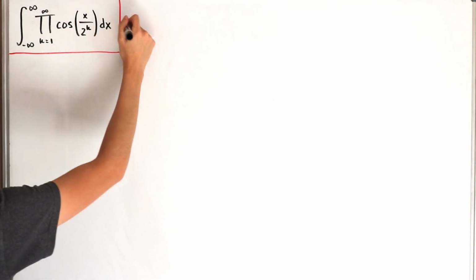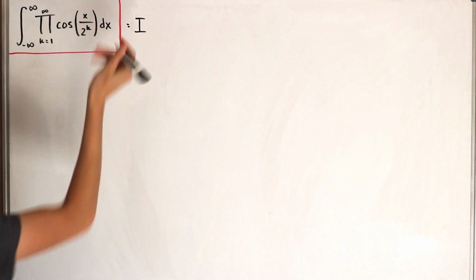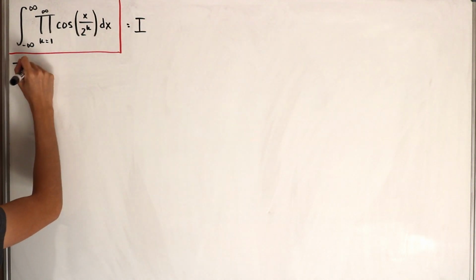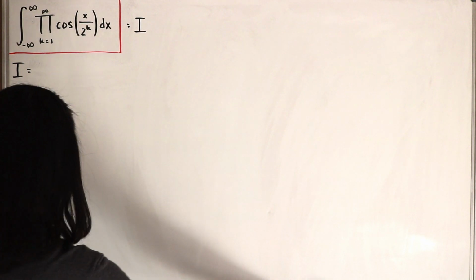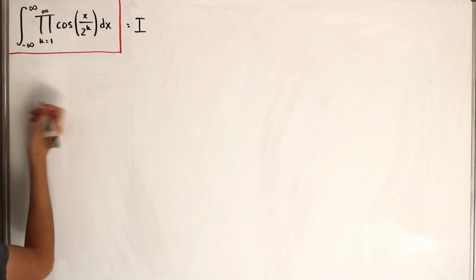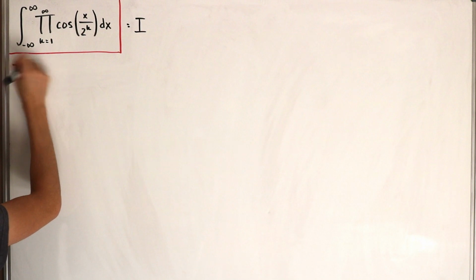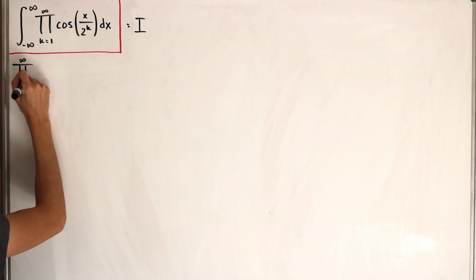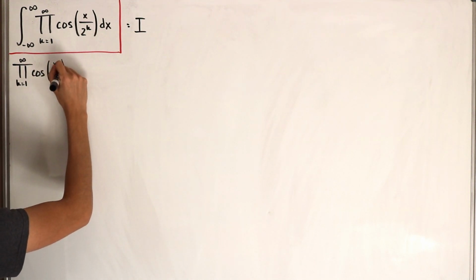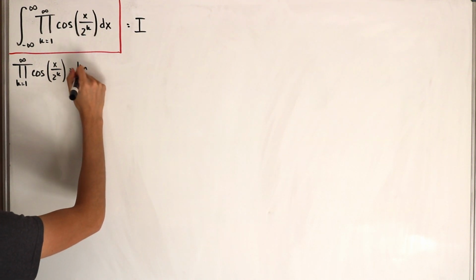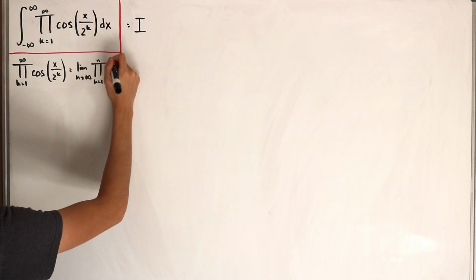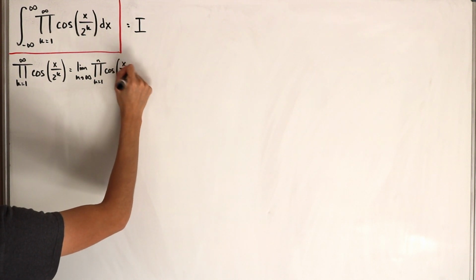I'll call this capital I, the whole integral. Specifically, as I mentioned, we want to evaluate this infinite product series before we actually take the integral. So let's write this in terms of a limit so that things can be easier when we analyze this further. I'll set this equal to the limit as n approaches infinity of our partial product, k equals 1 to n, of cosine of x divided by 2 to the power k.